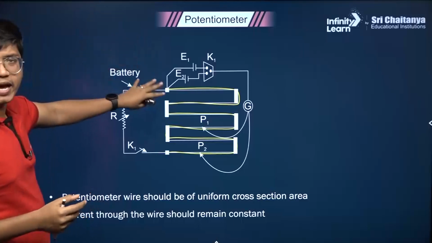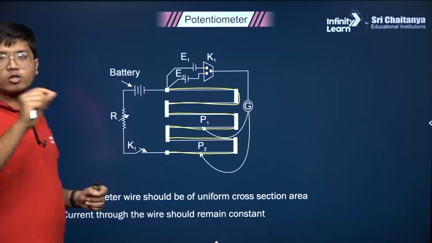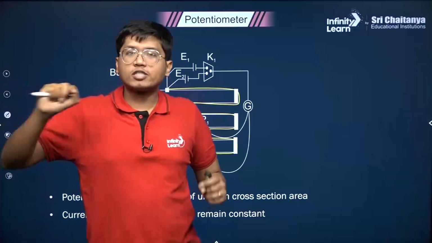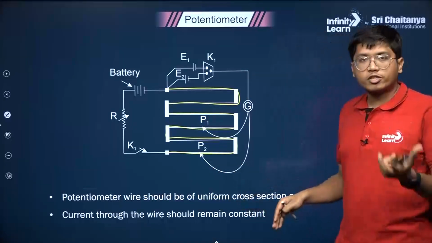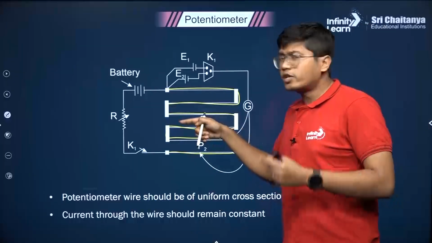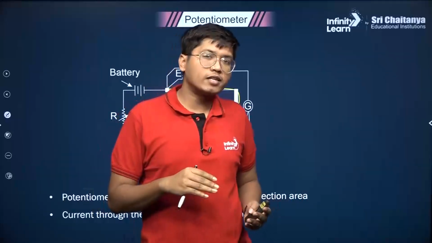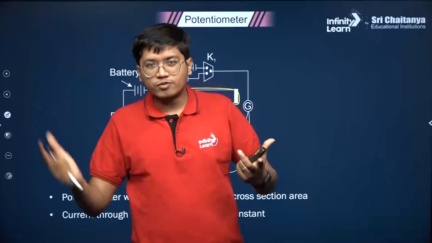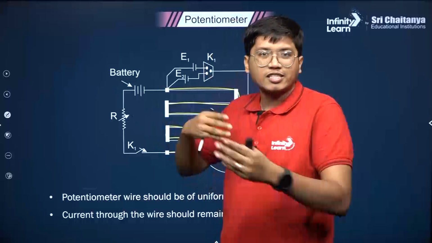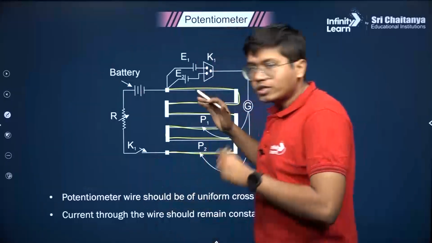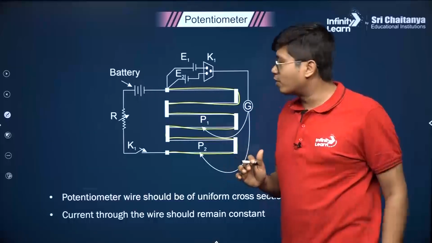So first up, before we head into that, we'll just say that the potentiometer wire should have uniform cross section, because you want the potential drop across it to remain uniform, the resistance of it to be uniform, and the current through the wire should remain constant, which means this potentiometer wire, as you know, is made of alloys which have a low temperature dependence. So even at higher temperatures, if you're passing current for a long time, it doesn't get heated up and the resistance value does not change. So those are the criteria needed. Now let's see how we can explain this in a much simpler way.